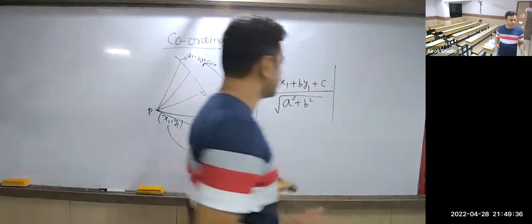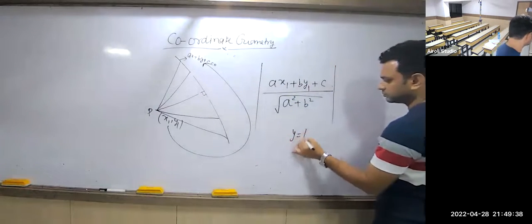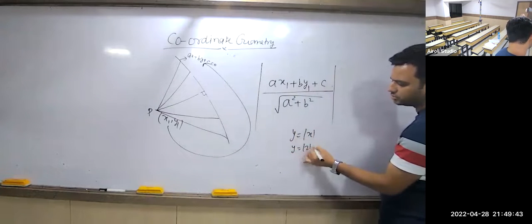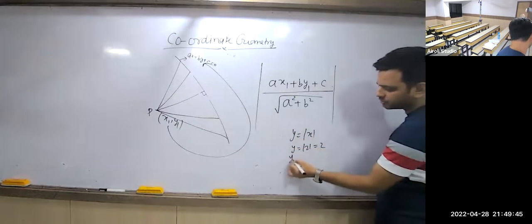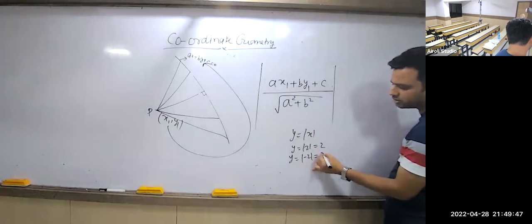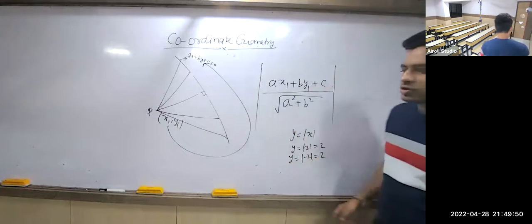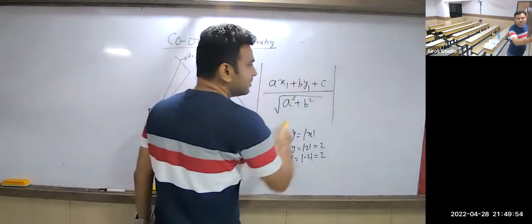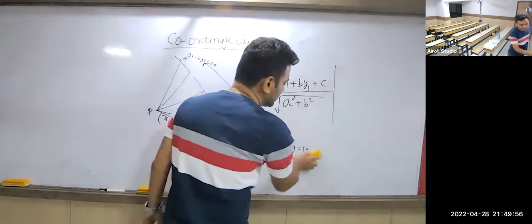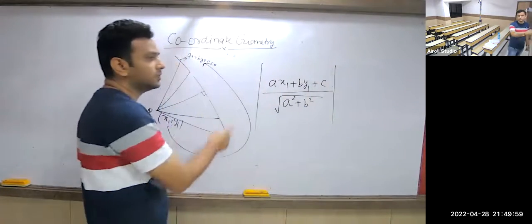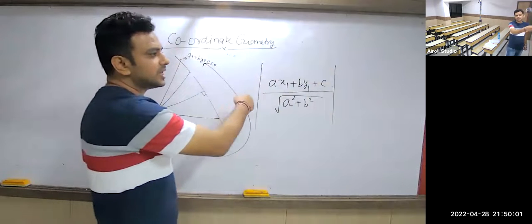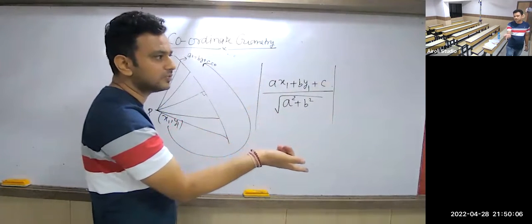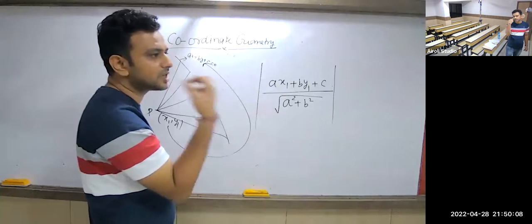Let's say I'm having y equals to mod x. If you put the value 2, so y equals to mod 2, it will always give you 2. But if you put the x value as -2, then also you will get 2. So the output of the mod function is always a positive number. That's why I apply a mod. So if I'm getting a negative value, let's say I'm getting distance as -5, distance cannot be negative. Distance can't be negative.